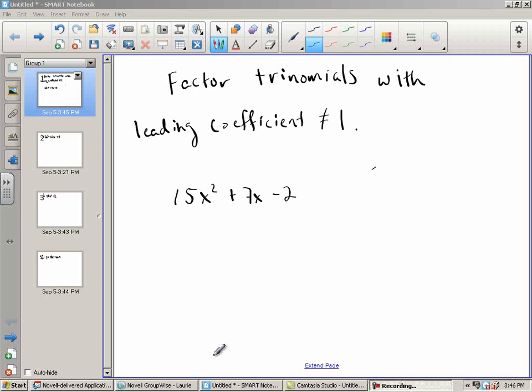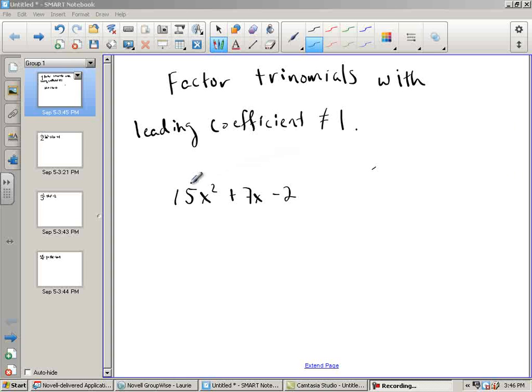Okay, today's stuff is quite a bit more challenging than what we were doing. The goal is much the same, but we're going to be factoring trinomials with a leading coefficient not equal to 1. An example of that is right here below.